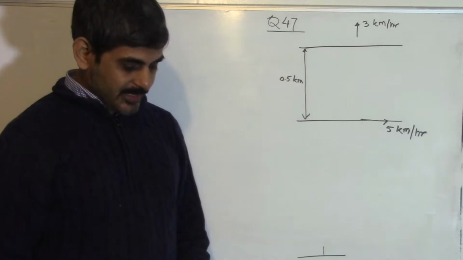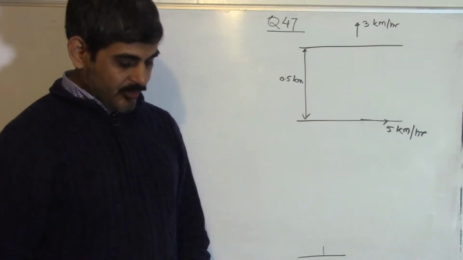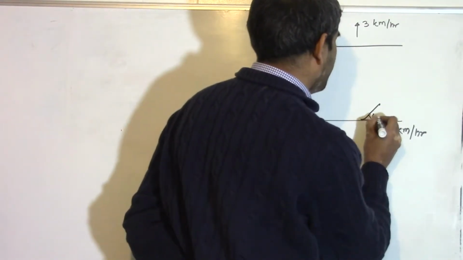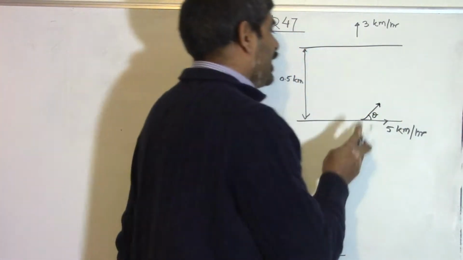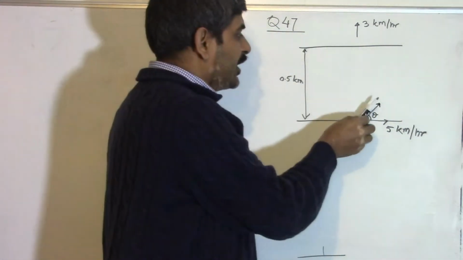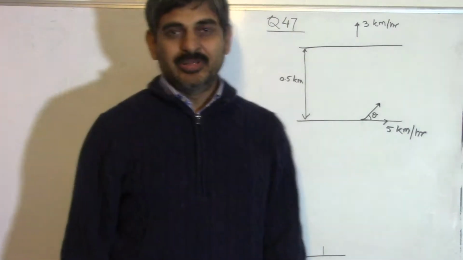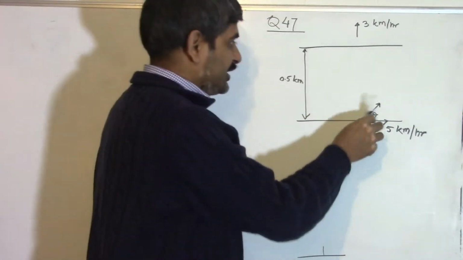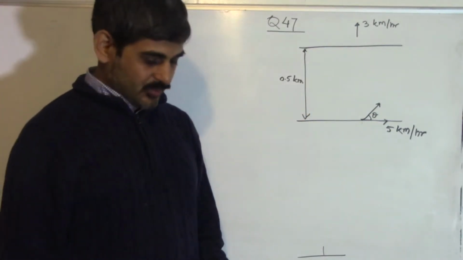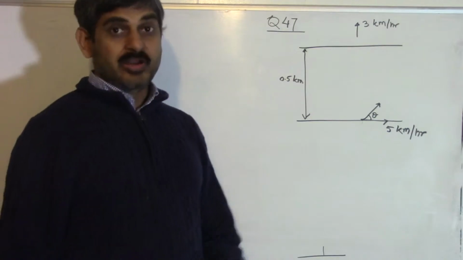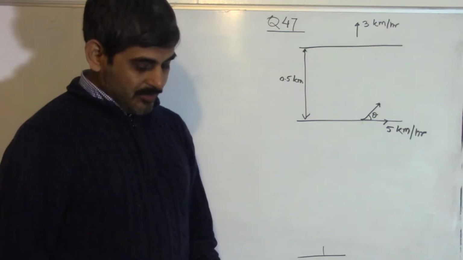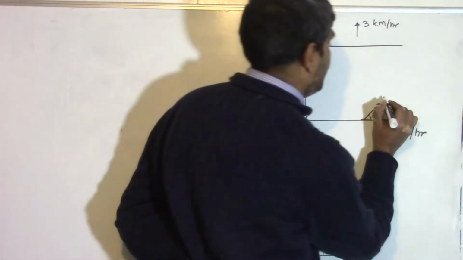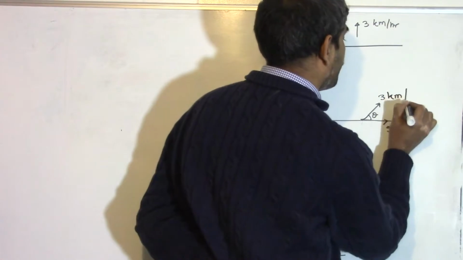If he heads in a direction making an angle theta with the flow, he makes an angle theta from here. He deliberately starts making an angle here, he does not try to swim straight across. What does that mean? This attempt will have two components, one in this direction and one in this vertical direction, and that's what we will try to do to solve this problem. Find the time he takes to cross the river. Okay, so this is 3 kilometer per hour.